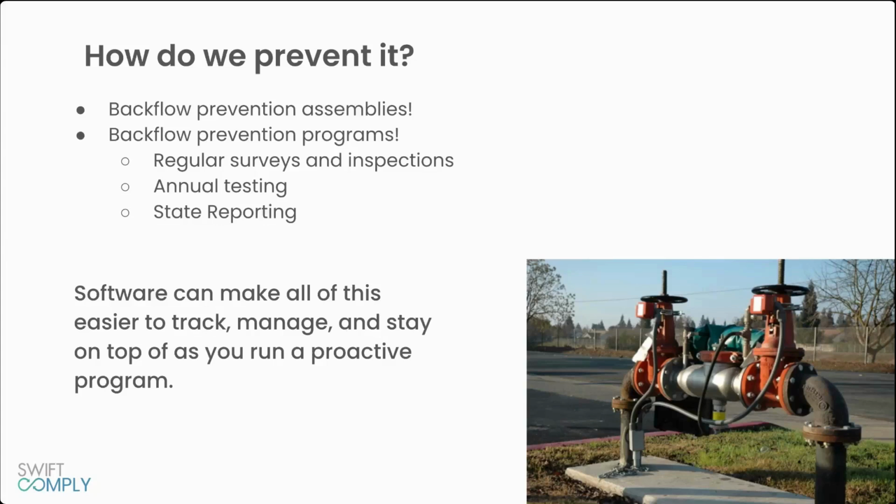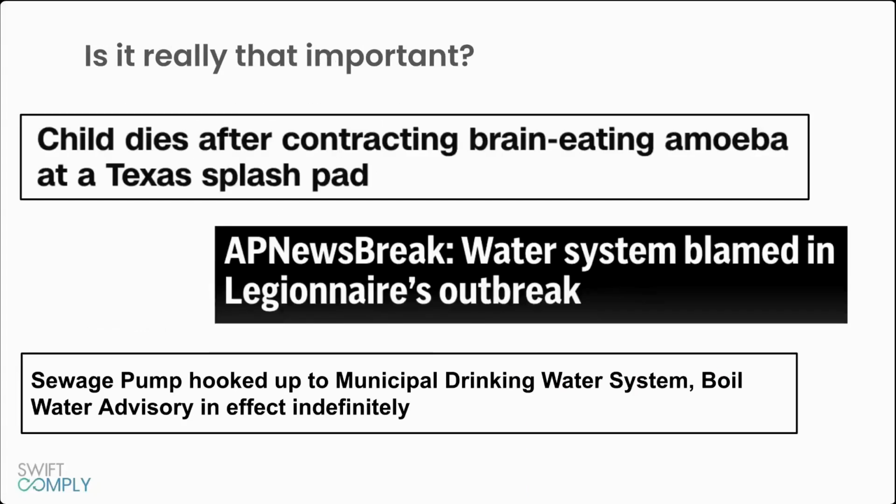If you're running a reactive program, you're dealing with things as they arise or as issues occur. We want to prevent those issues. We don't want bad things to be happening. And bad things can happen. There's a reason we have these programs. There's a reason this is so important. It can be everything from, down there at the bottom, oh gosh, we have the sewage hooked into the water system, so there's a boil water advisory in effect. That's one side of it. The other side of it can be serious injury and death.